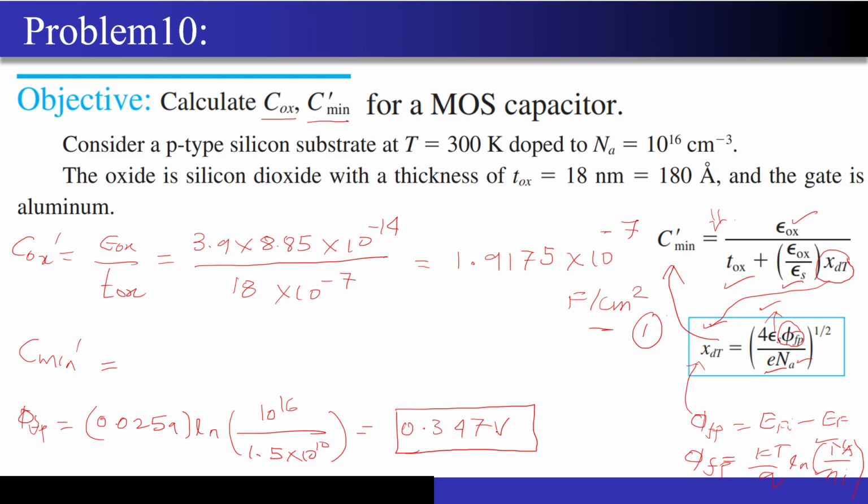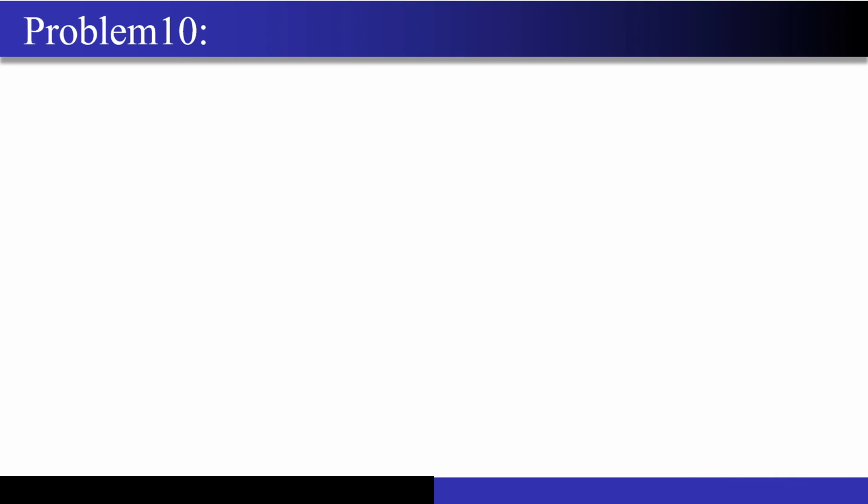Now I will use this value in the XDT formula. Let me write the formula for XDT again. XDT is nothing but the square root of 4 times epsilon s phi fp divided by q Na, the whole to the power 1 by 2.